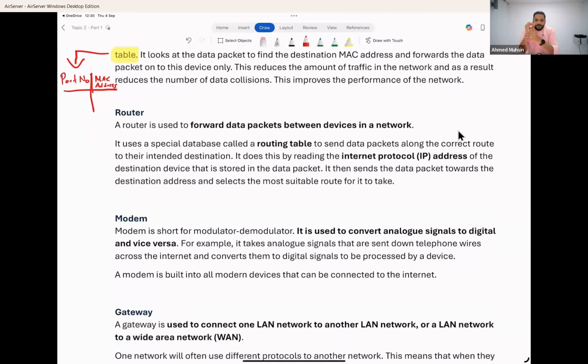It uses a special database called a routing table. Stop there. What was the table in a switch? MAC addressing table. In a router, a routing table. Keep reading it. To send data packets along the correct route to their intended destination. It does this by reading something called IP address, which we didn't learn yet. Of the destination device that is stored in the data packet.